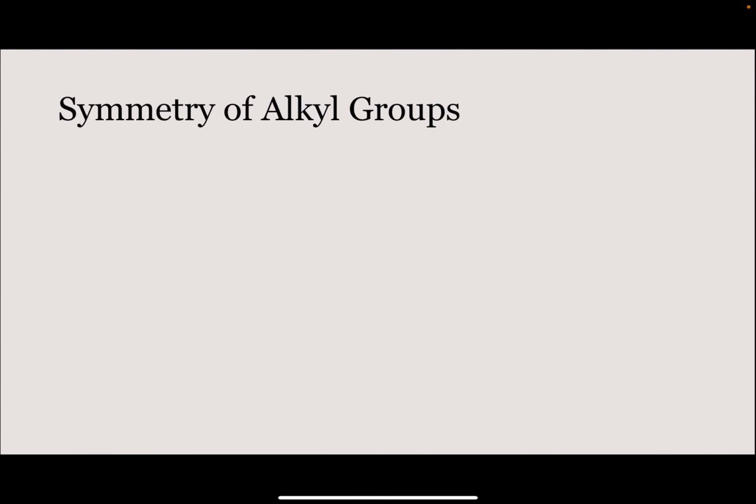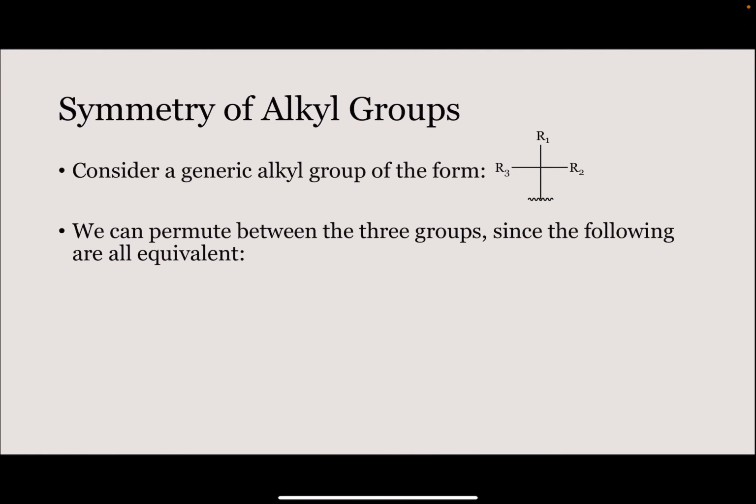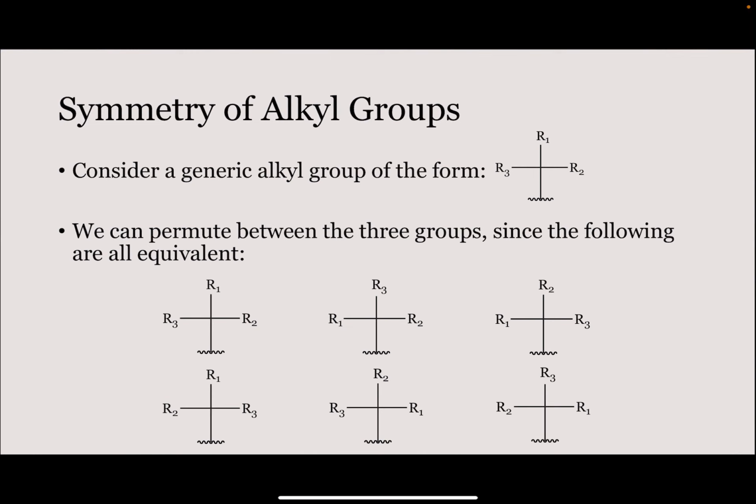Now the symmetry of alkyl groups is fairly simple because we can actually permute around all three of the alkyl groups attached to the central carbon atom, and we get six possible permutations. So notice that all of these three represent the exact same constitutional isomer, and therefore we have full symmetry around this central carbon atom.